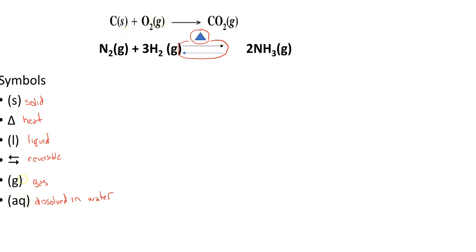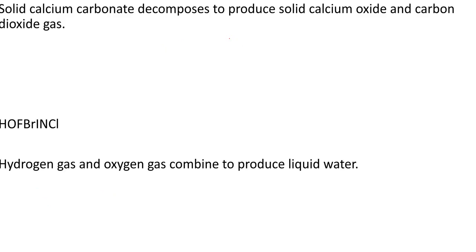AQ is dissolved in water. The arrow, if it's a single arrow, means the reaction goes only one way. You can only go from reactants to products. If you see a double arrow, it tells you reversible. So that means that you will react nitrogen with hydrogen to produce ammonia, but the reaction can also go reverse. You could do things to make it go the other way. And triangle means the reaction is reversible.